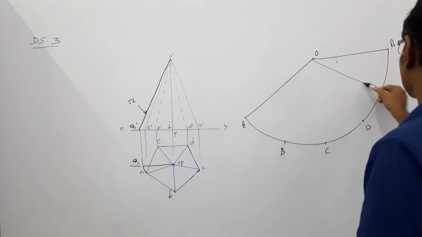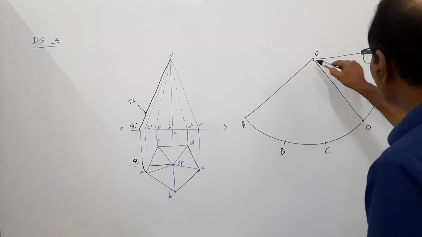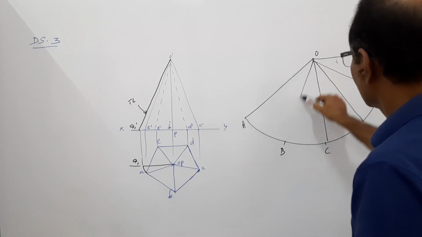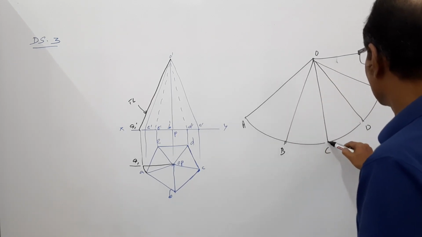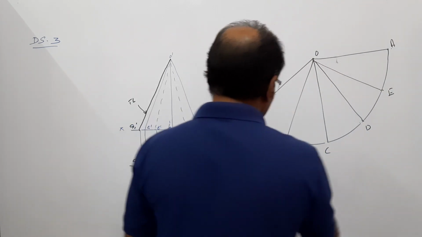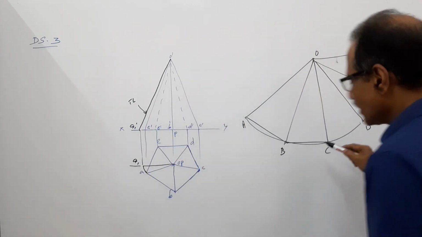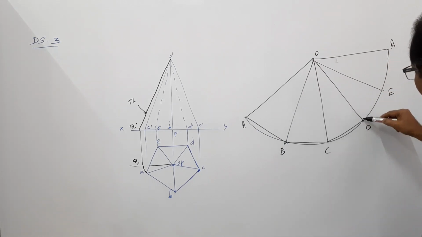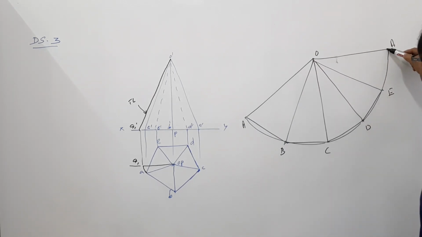Connect them to O. What do you get? You get the development of lateral surface of the pyramid. Join AB by a straight line. Join BC by a straight line. Join CD by a straight line. DE and AE, individual straight lines.